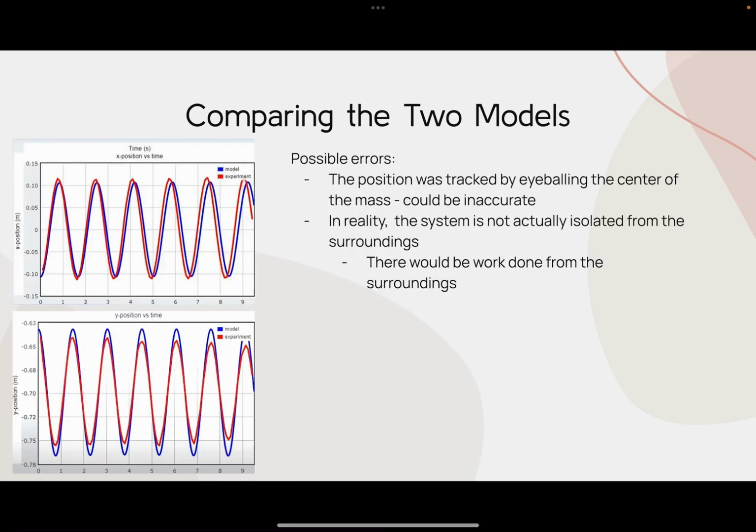So this is the two models graphed on the same graph, with the blue one being the model and the red one being the experiment. Some of the possible errors were that the position was tracked by eyeballing the center of the mass, which could be inaccurate. Also, in reality, the system is not actually isolated from the surroundings, which means that there would actually be work done from the surroundings.